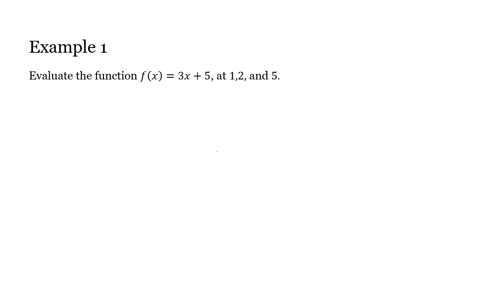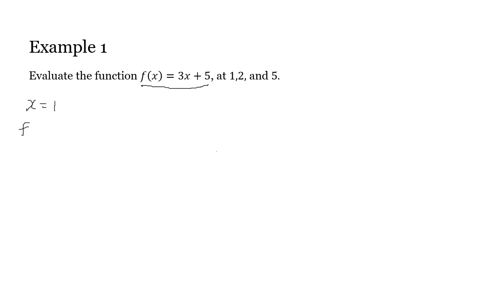Let's treat some examples. Example 1: evaluate the function f of x is equal to 3x plus 5 at 1, 2, and 5. So we are given this function f of x is equal to 3x plus 5. We want to evaluate it at x equal to 1, x equal to 2, x equal to 5. Let's start with the first one, when x equal to 1. What we are to do is that wherever we have x in this function f of x, we substitute it with 1.